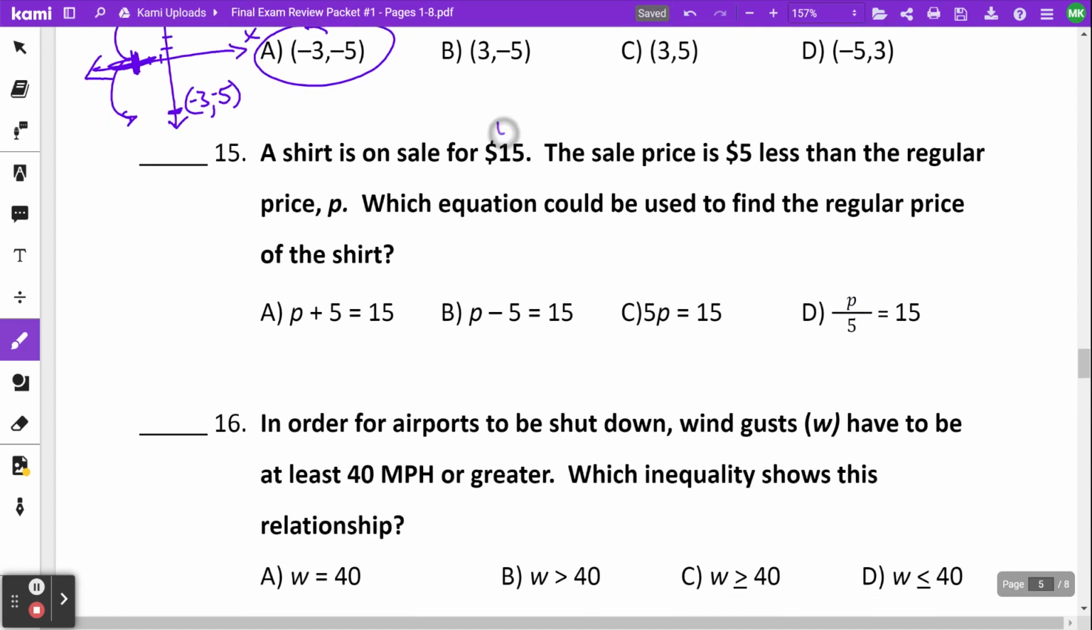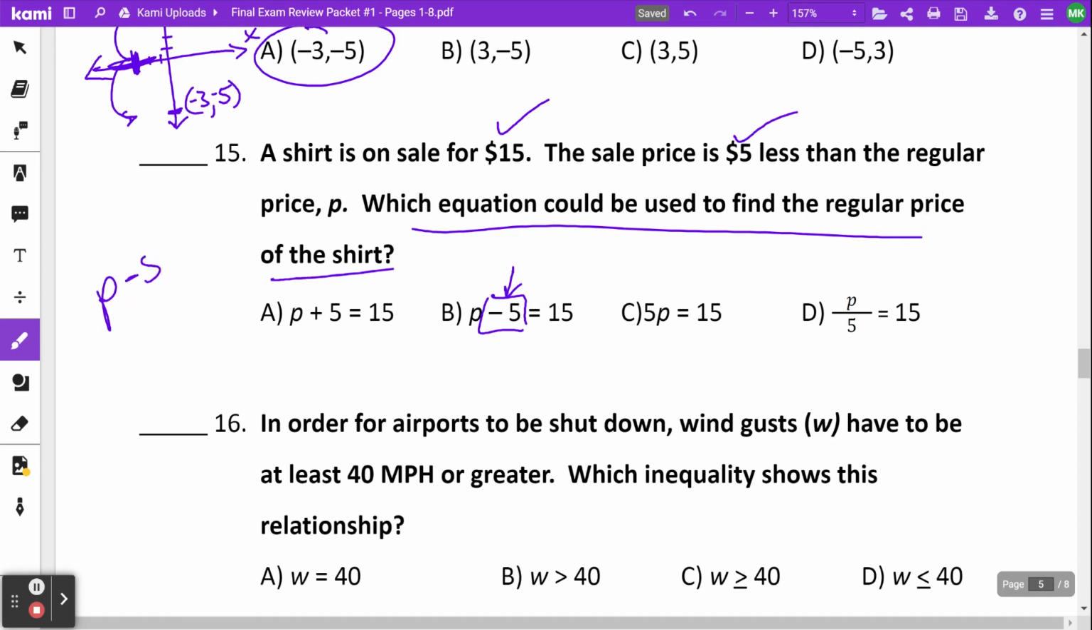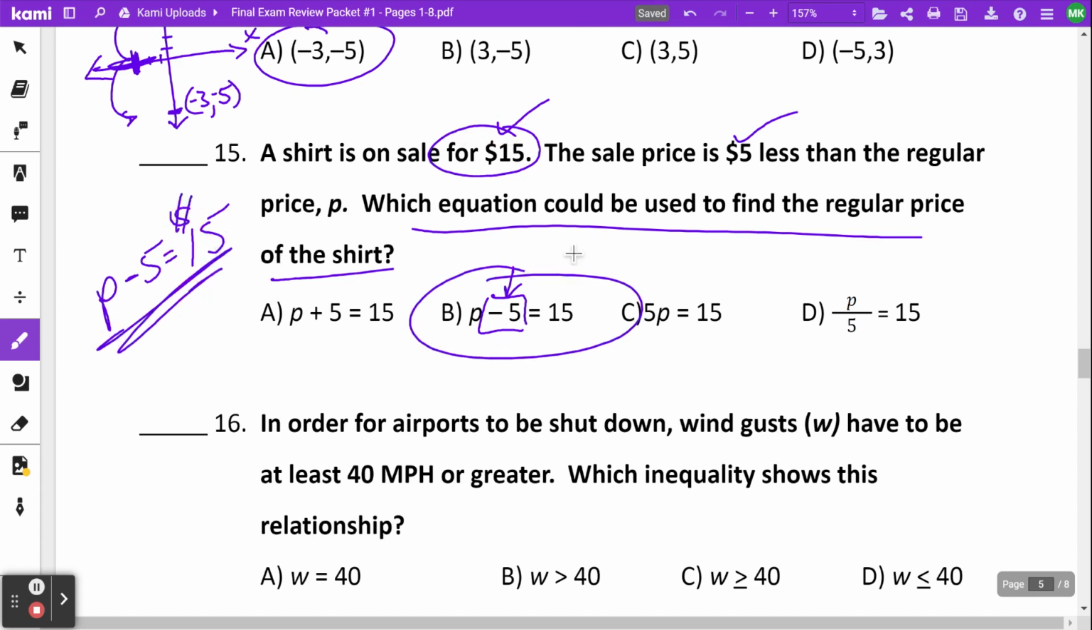There's a shirt on sale for $15. The sale price is $5 less than the regular price, which is P. Huh. Okay. So what's going on? Well, if it's on sale for $5, you're removing $5, right? What equation could be used to find the price of the shirt? So P is the original price. We're going to remove $5, right? And it says it's on sale for 15, so that's the price you're actually going to pay.